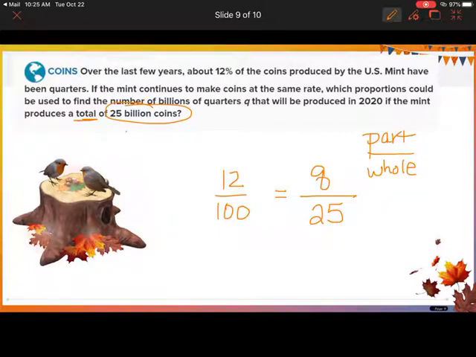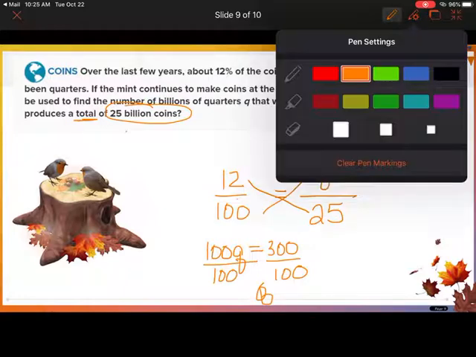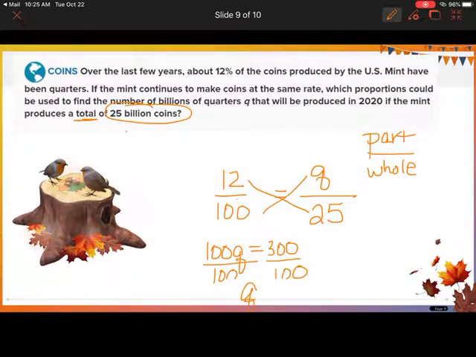So now we cross multiply. That gives me 100Q equals 12 times 25, which is 300. Divide by 100. Divide by 100, and Q equals 3. Now we have to remember to put billion because that's important. 3 billion.